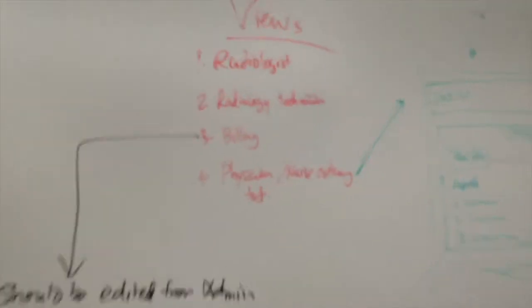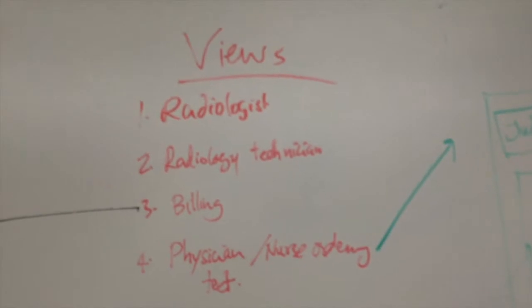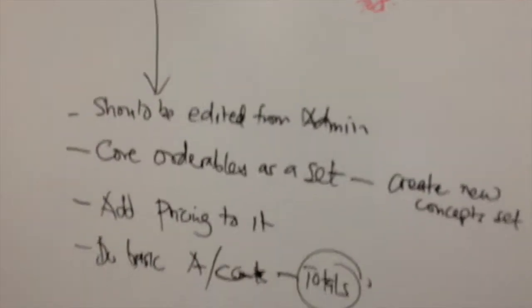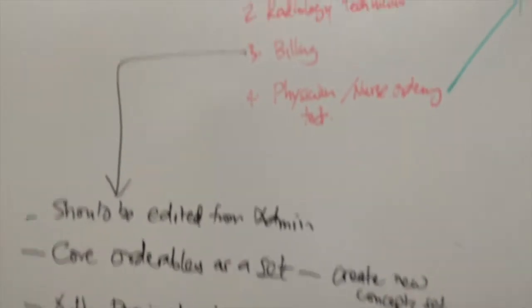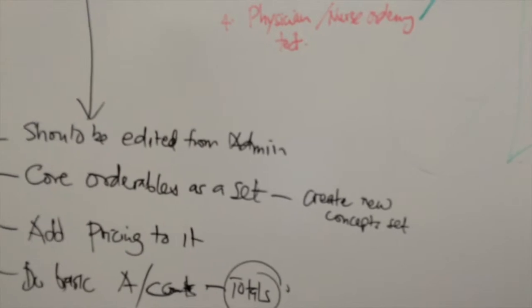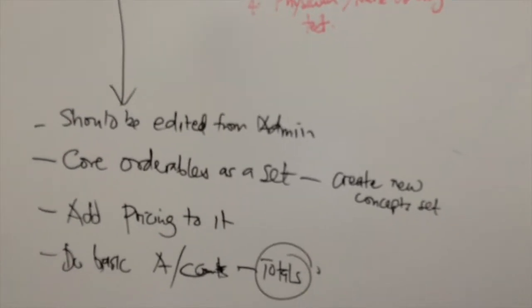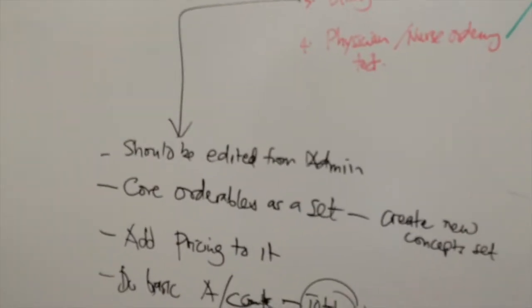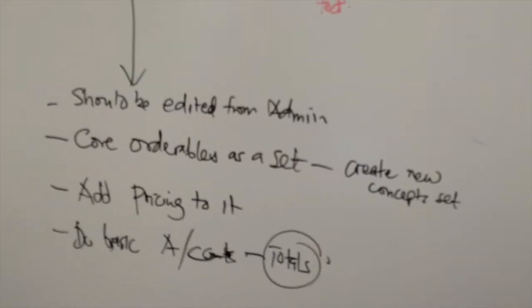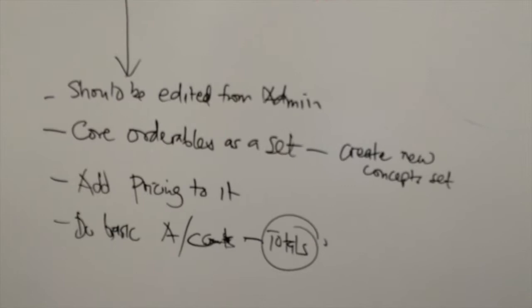In summary, I thought our views system should be used by radiologists, radiology technicians, billing, and physicians. And I don't think I spoke about billing. We should be able to create a platform where people can see how much the orderables cost. We should have a unique concept ID that links to the possible orderable tests within a facility instead of searching the whole dictionary.